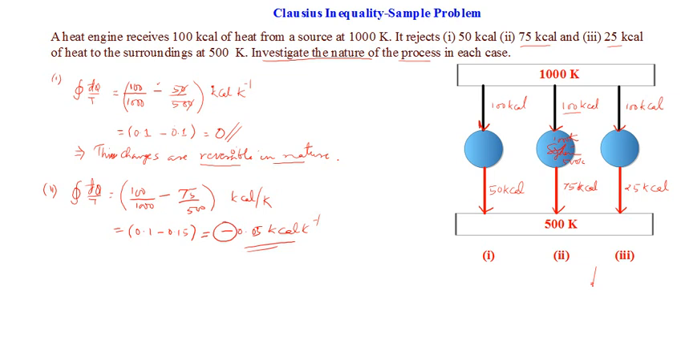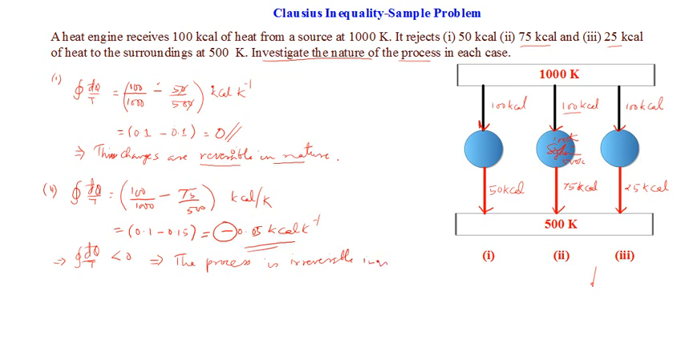What does it mean? This integral, I can say that this integral d bar q over t is less than 0. And what is your conclusion? The conclusion is that this is also permitted by whom? By the Clausius inequality. The first one is the Clausius theorem permission, and the second one is the Clausius inequality permission. It means the process happening here in this case number 2 is irreversible in nature.